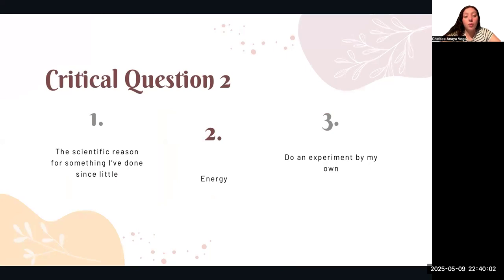What I learned: the scientific reason for something I've done since I was little, as I used to put my hot drinks into cold water so they would be okay for drinking. Also related to energy, not the energy we have seen, but thermal energy. And I also learned to do an experiment by myself.